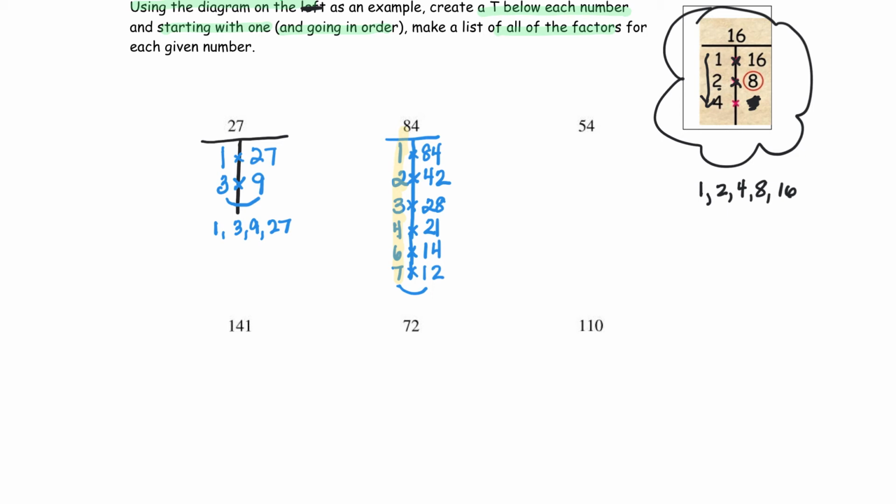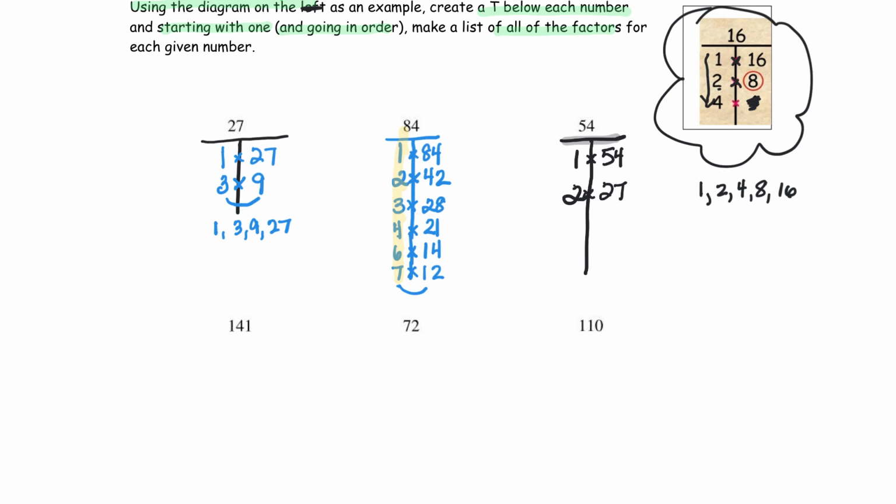Let's take a look at the next one, 54. So let's make our T. And when we make our T for that one, we see we have 1 times 54. Can 2 go into that? The answer is yes. Why? Because it's an even number. So 2 times 27.